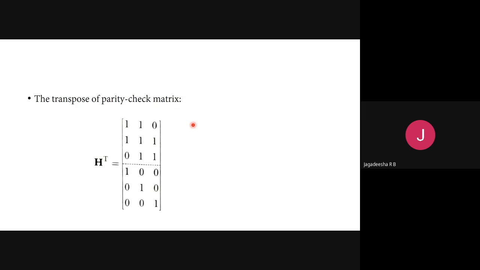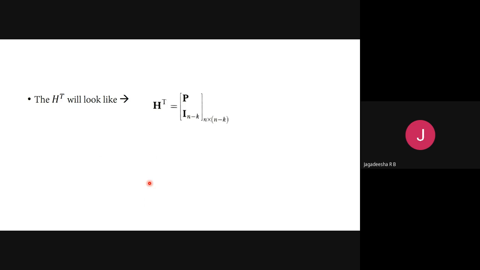If you want, I can show you here. The first elements here are P and the remaining elements here are the identity matrix. It has two parts because we computed H transpose by considering H. H consists of I and P, right? So when we make it as H transpose, the P and I are getting exchanged. So H transpose is here, P and I.